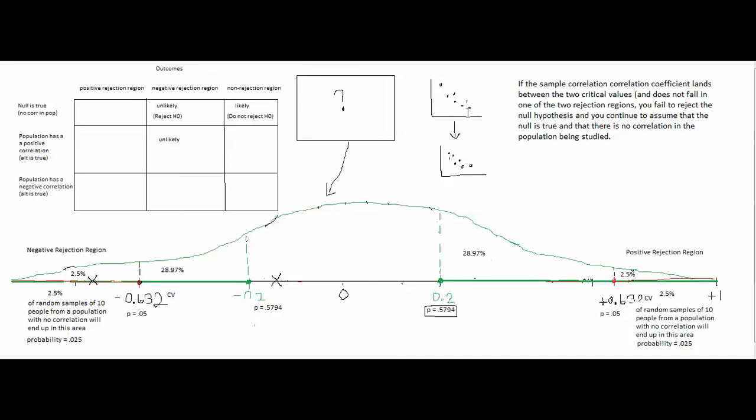If there's a fairly strong negative correlation in the population like this, you have a decent chance of getting a fairly strong negative correlation in your sample. So your sample is actually likely to end up in this negative rejection area. So that means that in this situation in which the population has a negative correlation, the sample is at least more likely to end up out here.